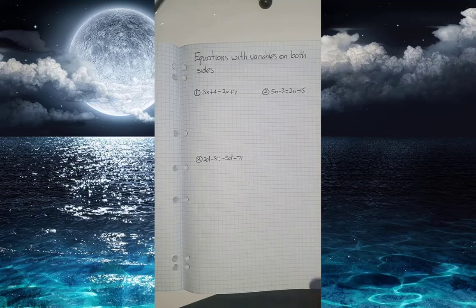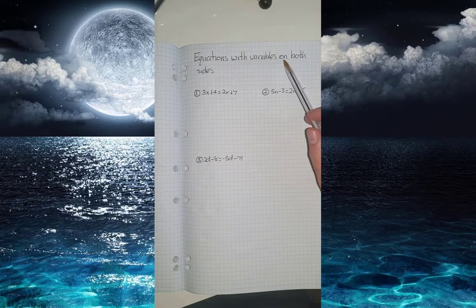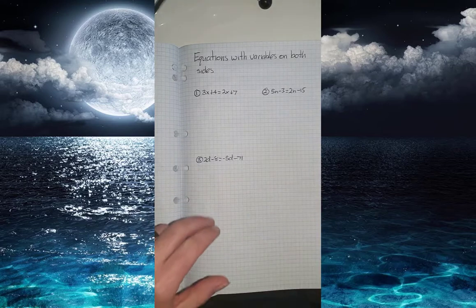The next technique to learn is how to solve equations with variables on both sides. So you can think of these kind of like three-step equations. We just don't call them three-step equations. We say that they're variables on both sides. So let's have a look at how to approach a question like this.